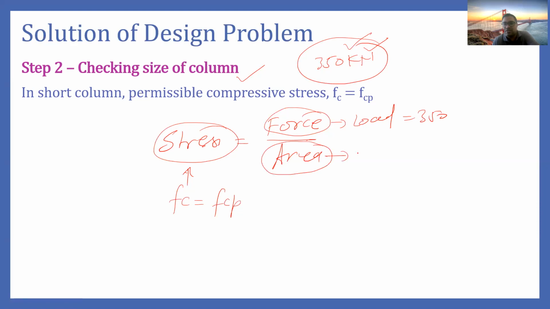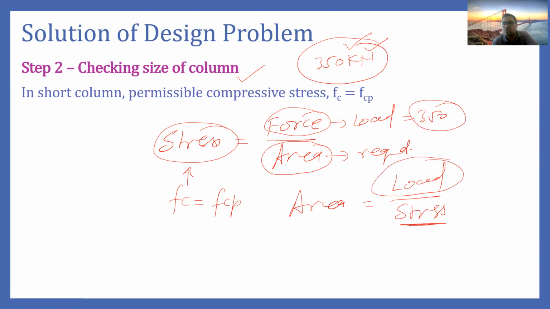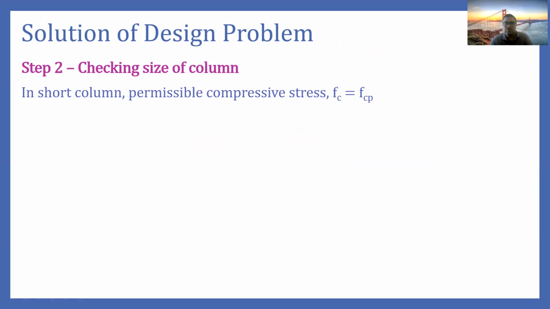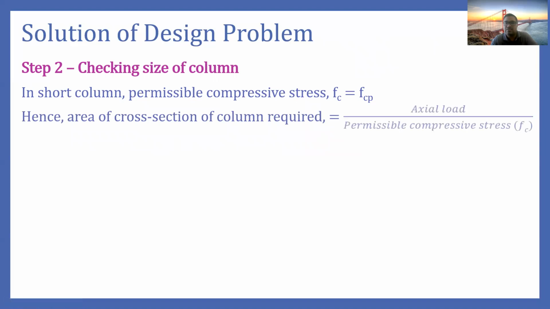Similarly, this is the area required. How much area is required to support this much load? Area required will become load upon stress. Because stress is expressed in Newton per mm square, we have to convert this load into Newton, and only then can we find out the area required. I have already done the calculation. So the area of cross section of the column required is axial load, force, upon stress.